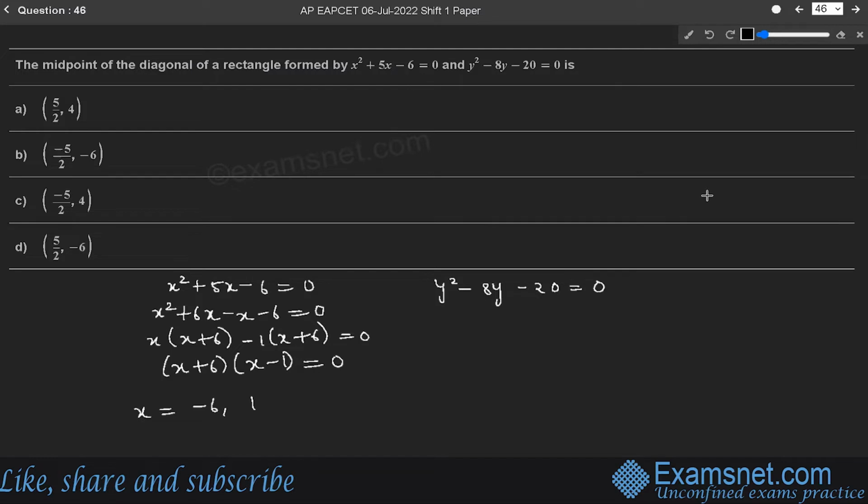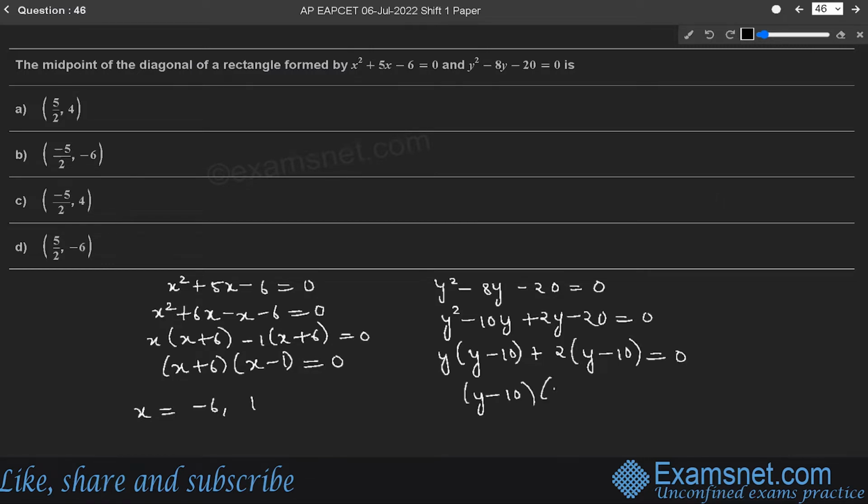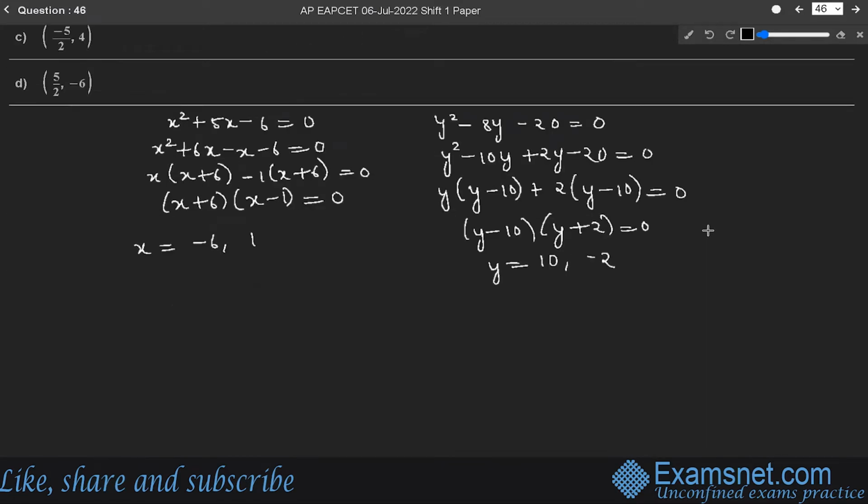Now, the second equation can be written as y² − 10y + 2y − 20 = 0. Taking y common from the first two terms, the remaining terms will be (y − 10), and taking 2 common, the remaining terms will be (y − 10) = 0. The factors will be (y − 10) and (y + 2) = 0. So y will be equal to 10 and −2. Now we have the endpoints, and the endpoints are (−6, 10) and (1, −2).